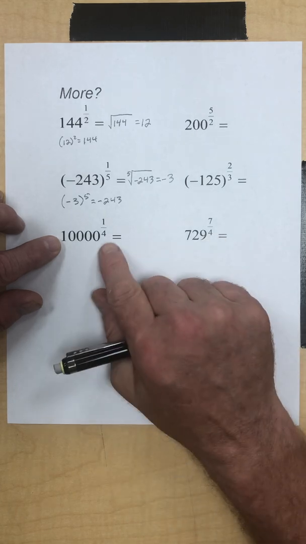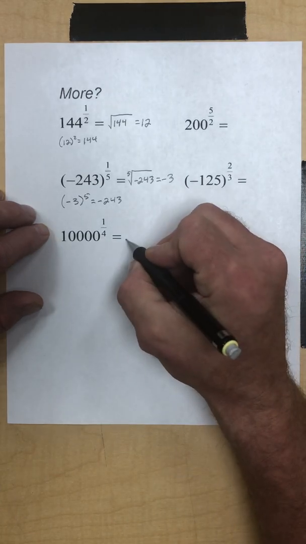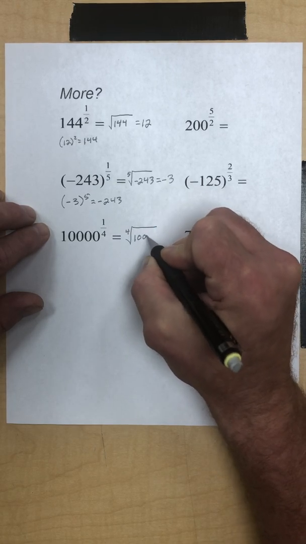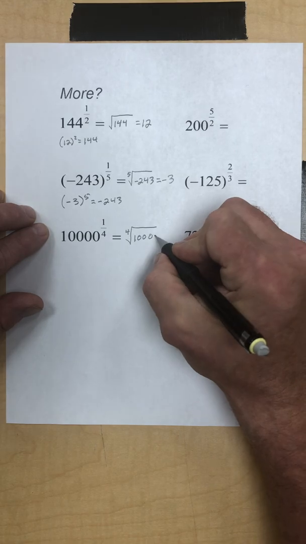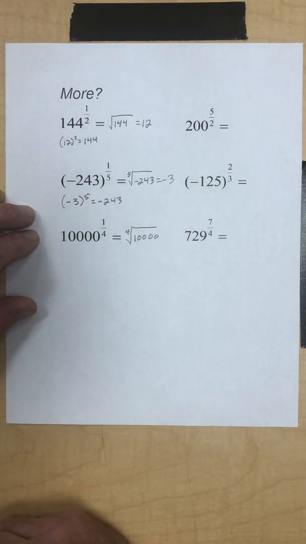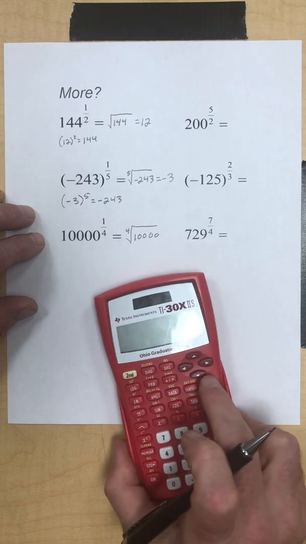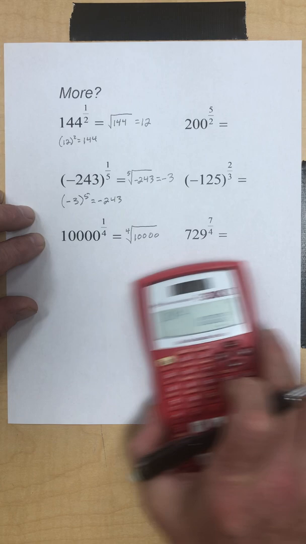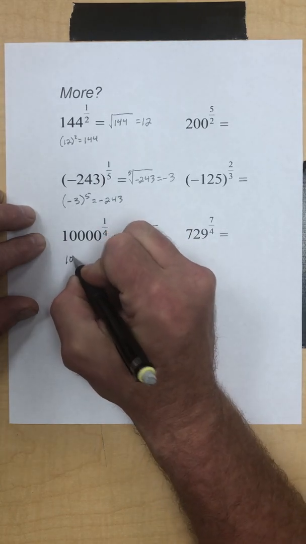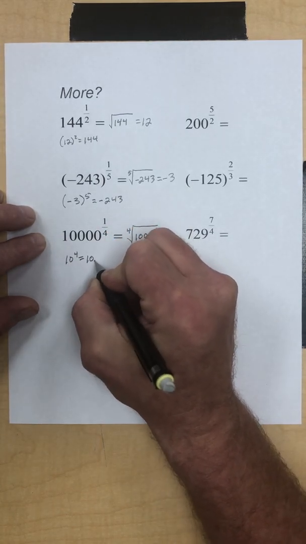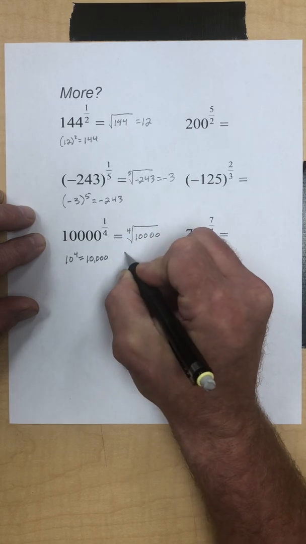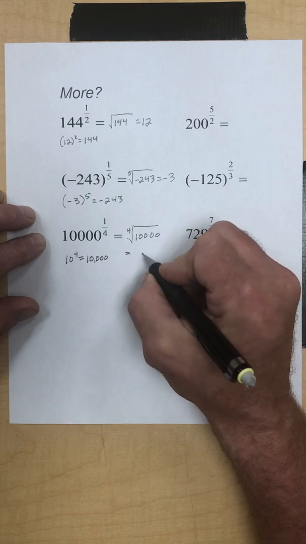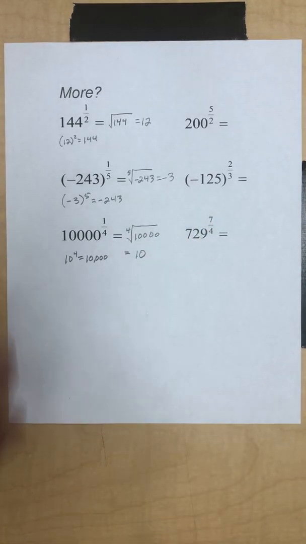Positive number, even root, works out. So we have the 4th root of 10,000. I am pretty sure that 10 to the 4th is 10,000. It most certainly is. So the 4th root of 10,000 is just 10. 1, 2, 3, yeah. So we're good.